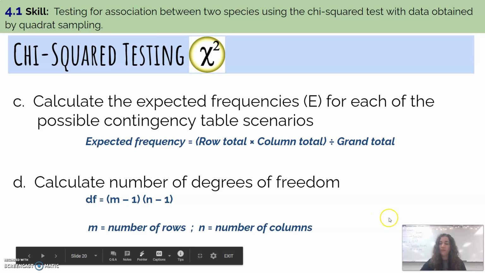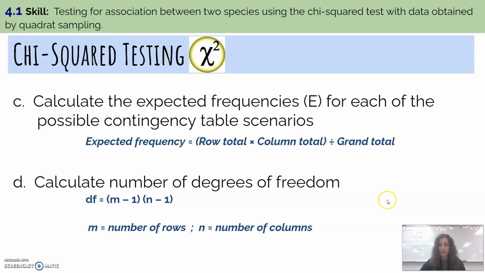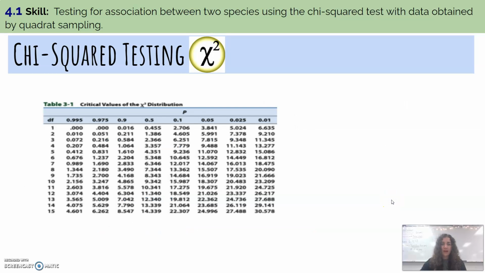And that will be your degrees of freedom, which is a number we look at in our table in order to determine what our critical value is going to be. And this is the table that you will look at, actually. If you look on the left-hand side, the first column says DF.